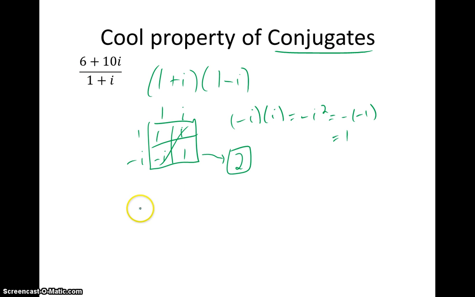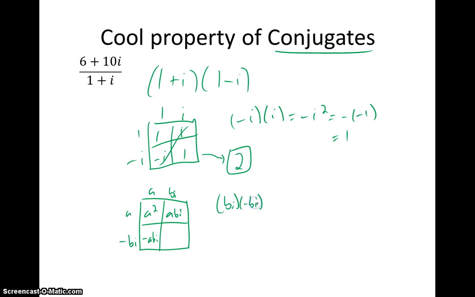And this always works. Check this out. If you have a plus bi, and you have a minus bi, let's see what we get. a times a is a squared. a times bi is just abi. a times negative bi is negative abi. bi times negative bi is going to be negative b squared i squared. Well, i squared is negative 1, so it's going to be positive b squared. abi, negative abi cancel, so we're always left with a squared plus b squared.